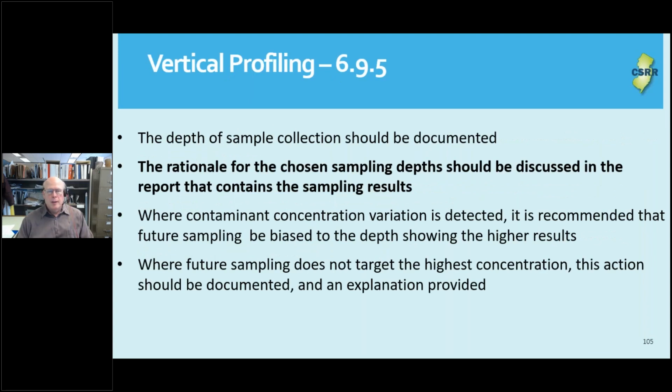The depth of sample collection should be documented. The rationale for the chosen sampling depths should be discussed in the report that contains the sampling results. Where contaminant concentration variation is detected, it is recommended that future sampling be biased to the depth showing the higher results. Where future sampling does not target the highest concentration, this action should be documented and an explanation provided.